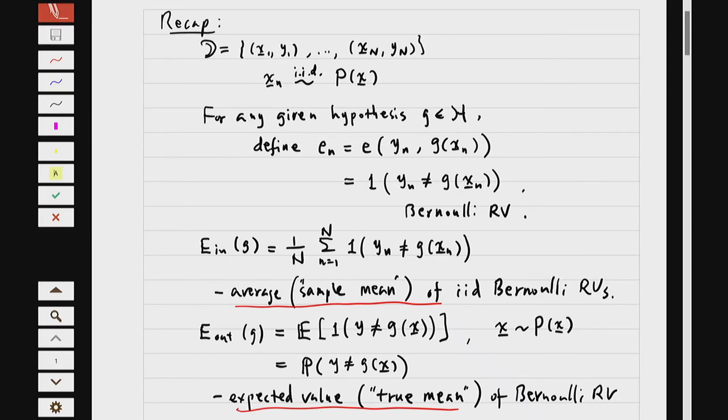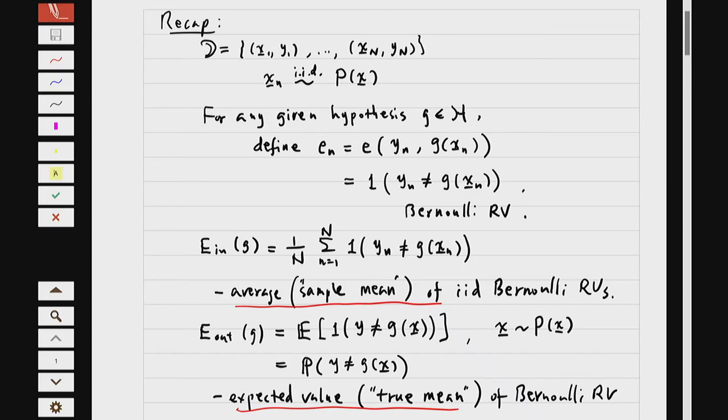So we have seen that this E in, by our definition, is the average error over the sample points that we have, over the training sample points. So this E in is the average of those errors, and therefore it is a so-called sample mean. Just a fancy way of saying the average over the samples that we have. And these are IID Bernoulli random variables. Each one of these errors is a Bernoulli random variable. They are IID, meaning they are independent and identically distributed, right?